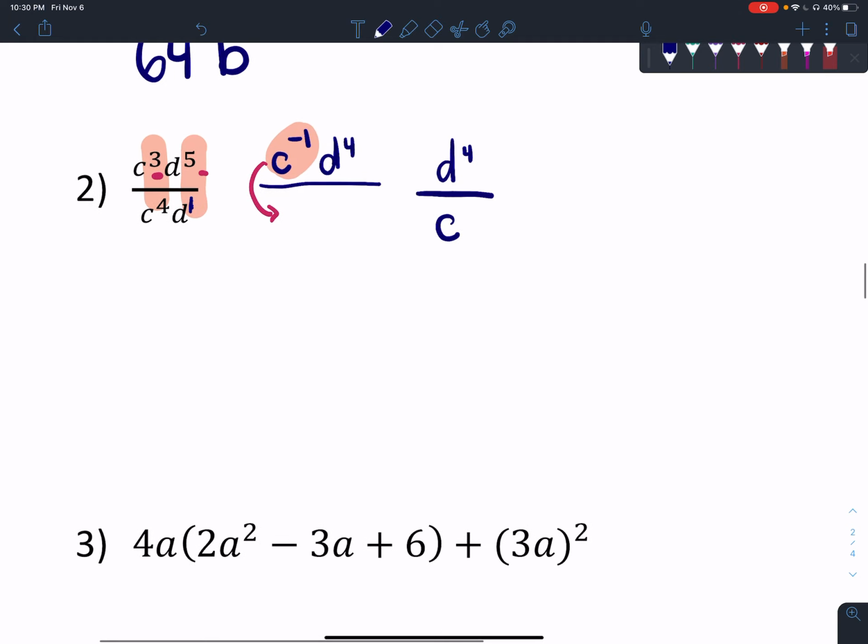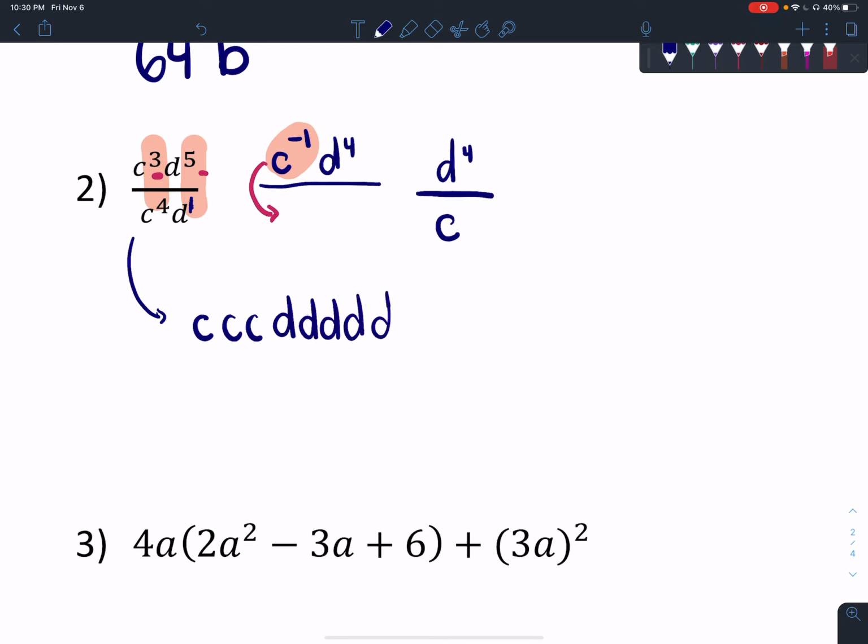Another way to visualize this, if you don't really like dealing with these negative exponents, that's fine. Another way you can think about it is you have 3 C's on top, 5 D's on top, and then you have 4 C's on the bottom, and then 1 D on the bottom.